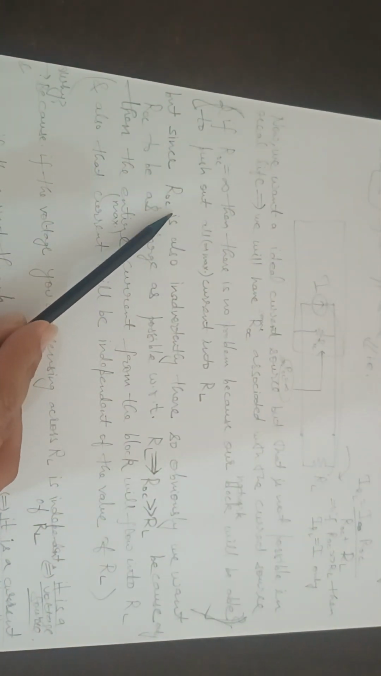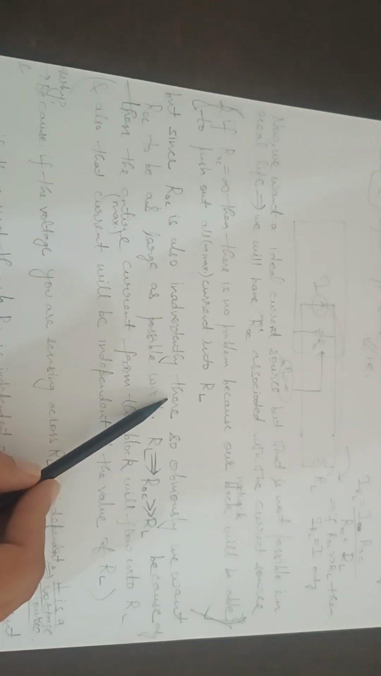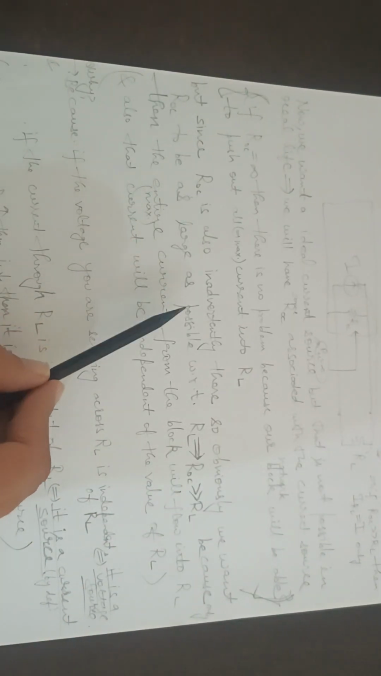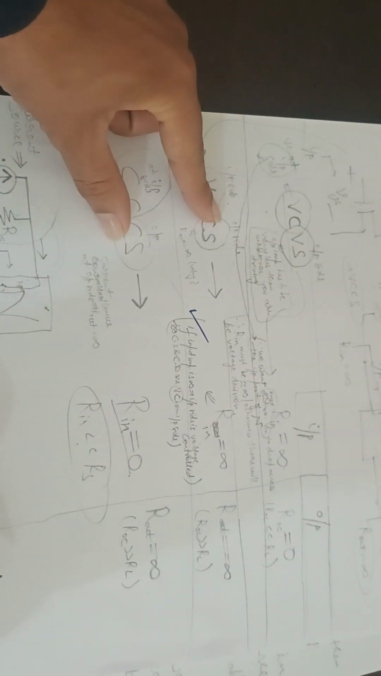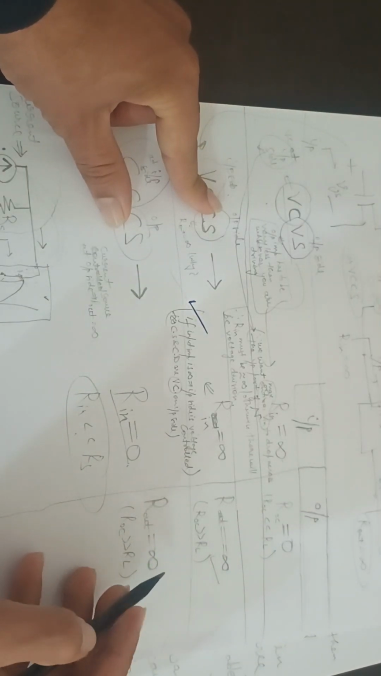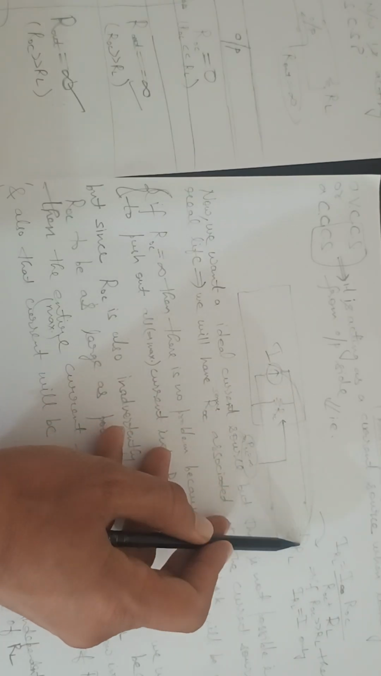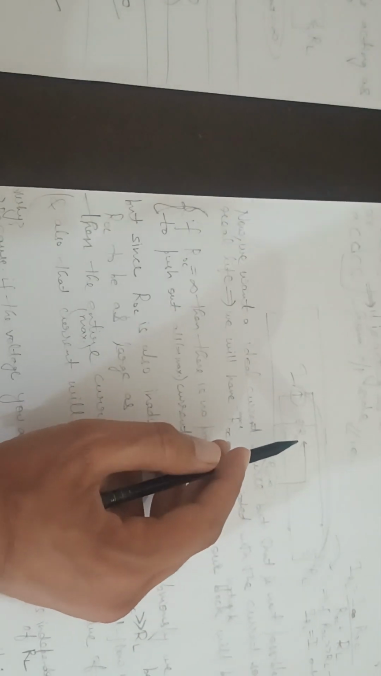But since we cannot remove this resistance, we want Rout to be as large as possible with respect to RL, so that it can act as a good current source. Whenever there is a current source like this, in both cases, we want their Rout to be infinite, so that all the current can go into the load and not into this Rout. So this is the typical thing.